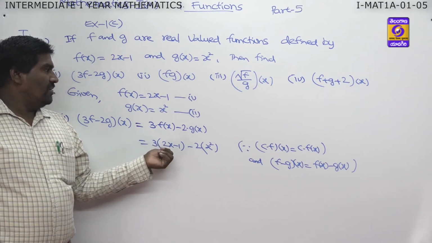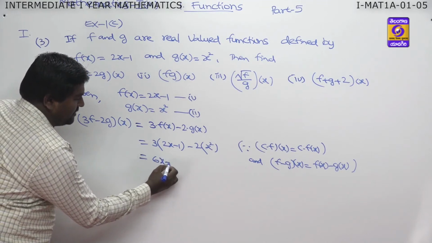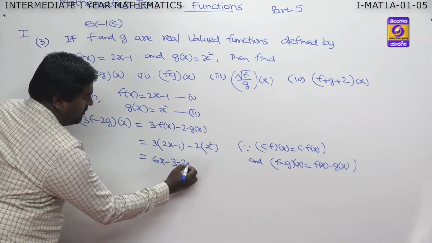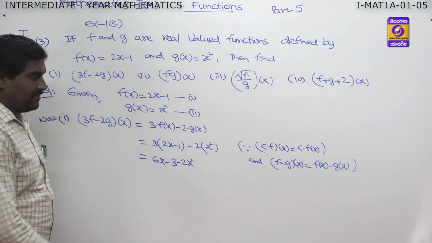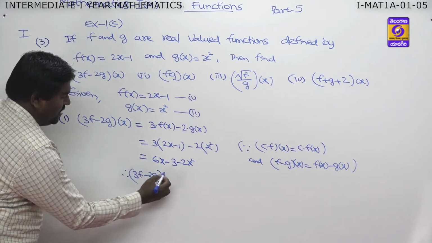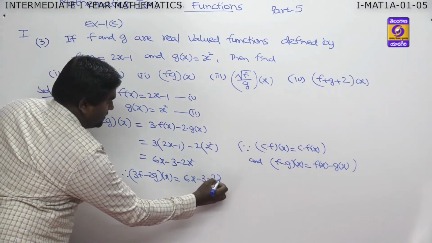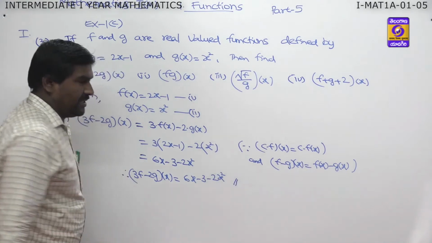3 into 2x minus 1 minus 2 into x square. It is 6x minus 3 minus 2x square. Therefore, 3f minus 2g of x is equals to 6x minus 3 minus 2x square.